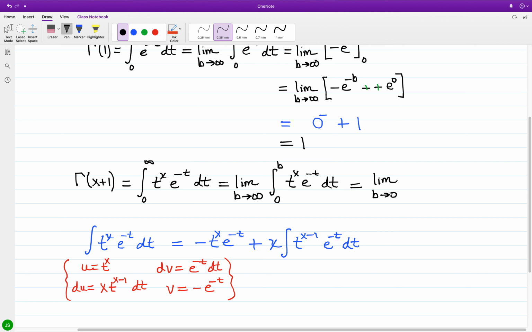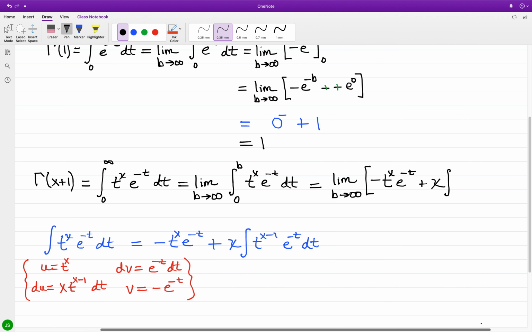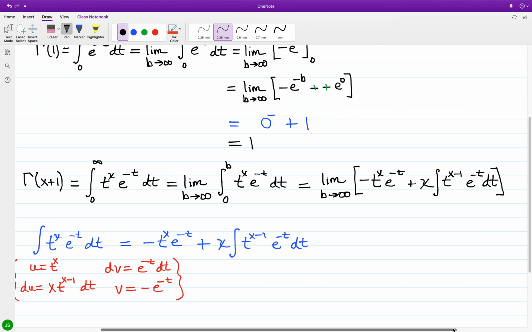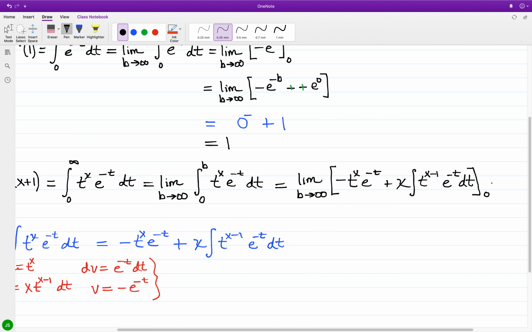And we had the limit as b approaches infinity, and just taking the antiderivative terms, we have negative t to the x times e to the negative t. Again, I have plus x times the integral of t to the x minus 1 times e to the negative t dt, as t goes from 0 to b, as b tends to infinity.